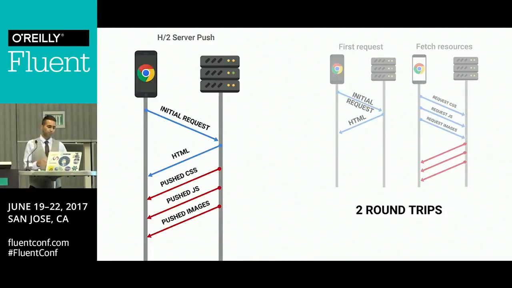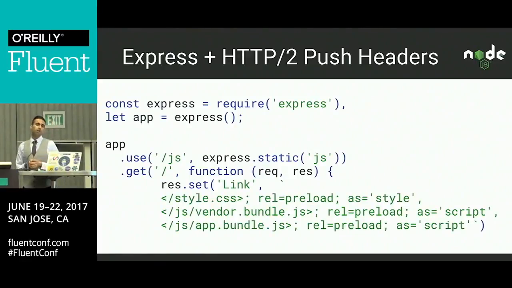So the idea is, at the same time that I'm sending down my initial request for my HTML, I'm also able to send down all of these resources that I know are critical to the user experience. And that can save me round trips instead of having to go back and forth between the client and the server. If you're wondering what this looks like, this is an example using Node and Express. We're just setting some of our HTTP response headers here. We're setting our preloads for our H2 push. This is something you can accomplish using PHP. You can accomplish it using other languages.